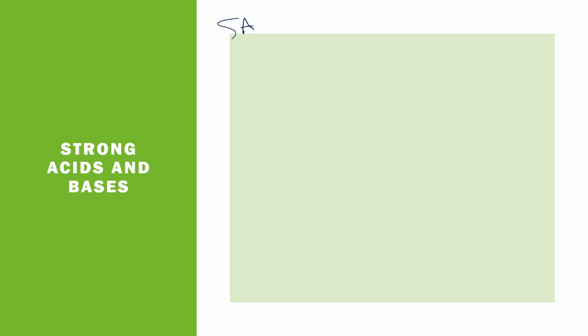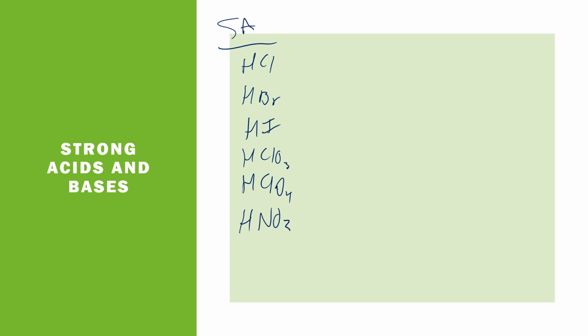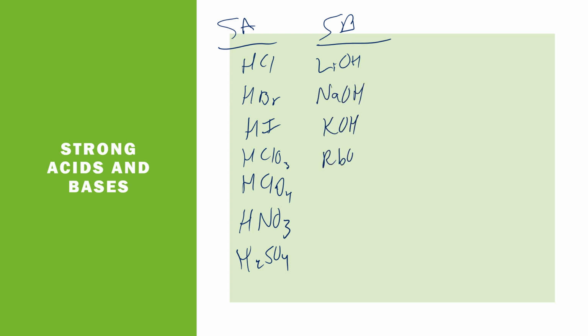Our strong acids are HCl, HBr, HI, HClO3, HClO4, HNO3, and H2SO4. And our strong bases are lithium hydroxide, sodium hydroxide, potassium hydroxide, rubidium hydroxide, and cesium hydroxide, calcium hydroxide, strontium hydroxide, and barium hydroxide.